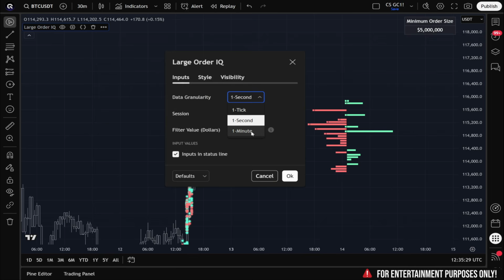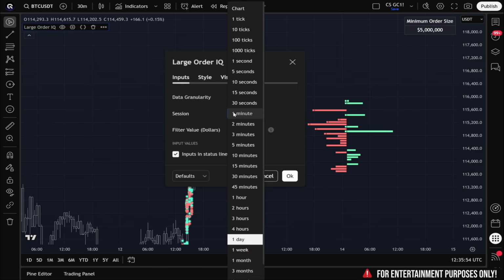And finally, there's the 1 minute data granularity type. And if you have to use this option, be sure to adjust the filter value appropriately, because this setting will clump the last 1 minute of orders together, and you'll never have one single individual order that highlights a big money move.